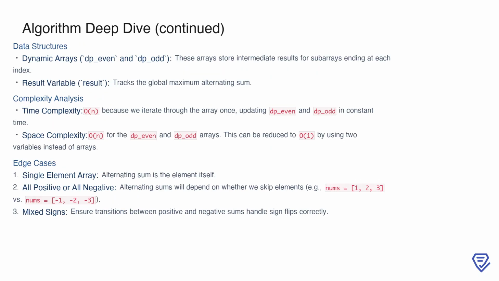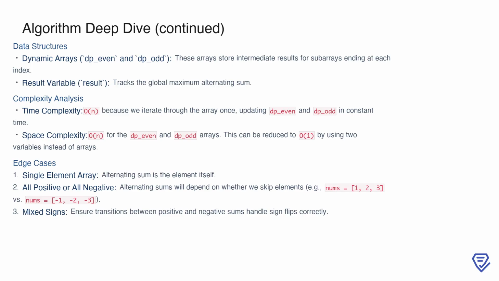To implement this, we rely on dynamic arrays, specifically dp_even and dp_odd, to store intermediate results for subarrays ending at each index. Additionally, we maintain a result variable to track the global maximum alternating sum. In terms of complexity, the time complexity is O(n), since we process each element of the array exactly once, updating dp_even and dp_odd in constant time per index.